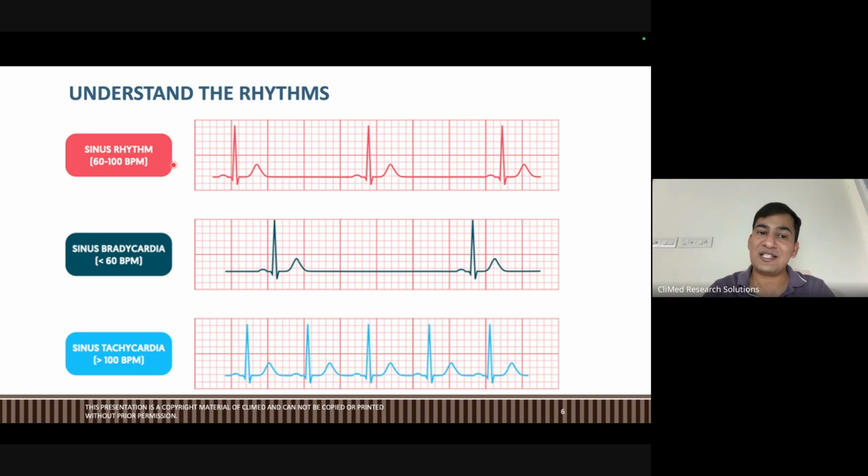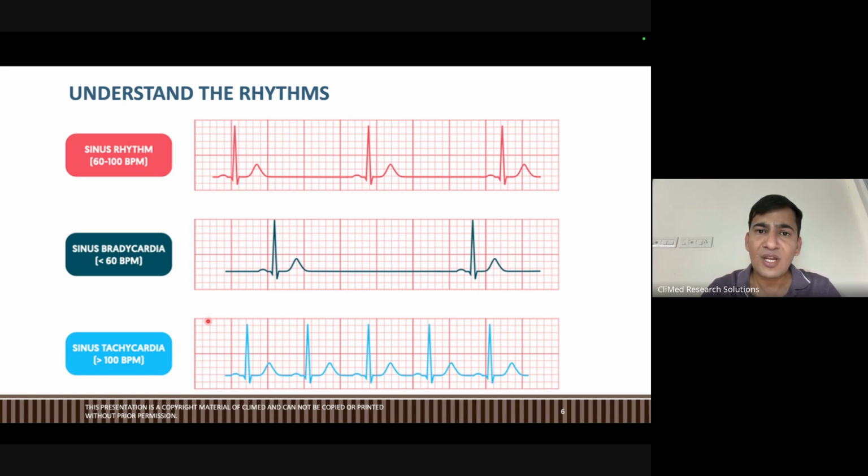When it is sinus rhythm, it is normal. Sinus bradycardia means the heart rate is less, but nothing is wrong. And in sinus tachycardia, the heart rate is high, but there is no specific fault in the sinus node or in any part of the electrical circulation system.